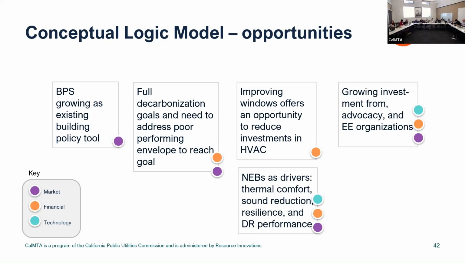Building performance standards are a potential significant driver, not the exclusive driver. Then full decarbonization goals and the need to address the envelope to reach those goals. Again, the thesis is that in some cohorted buildings, achieving some quantitative reduction in energy use intensity or greenhouse gas intensity is going to require addressing the envelope. Mechanical systems alone won't get you to where you need to be. Improving windows offers the opportunity to reduce investment in HVAC capital and operational costs, as we talked about, so I'm not going to go much more there.